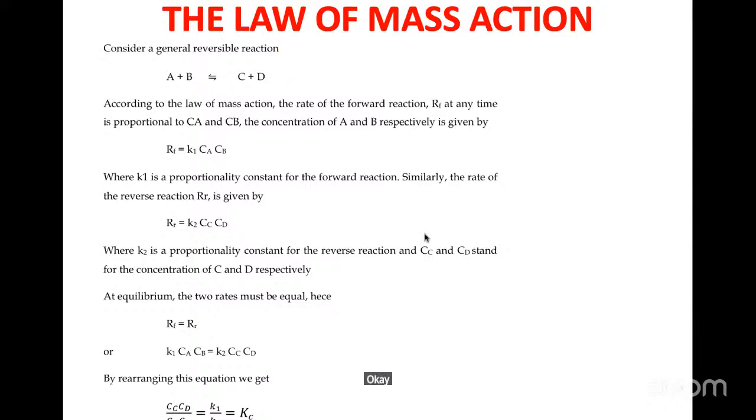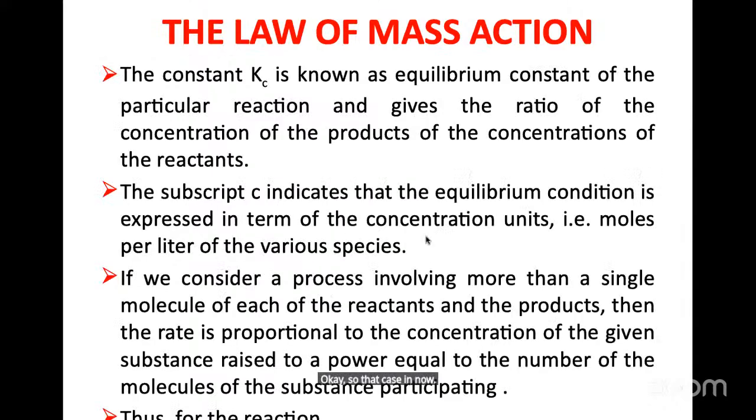Okay, so that Kc now is what is known as the equilibrium constant. That is, your equilibrium constant is the ratio of the rate constant for forward reaction to that of the backward reaction. And now, if you want to break that down according to what you have in that equation, then that means it's going to be the ratio of the concentration of the products to the concentrations of the reactants.